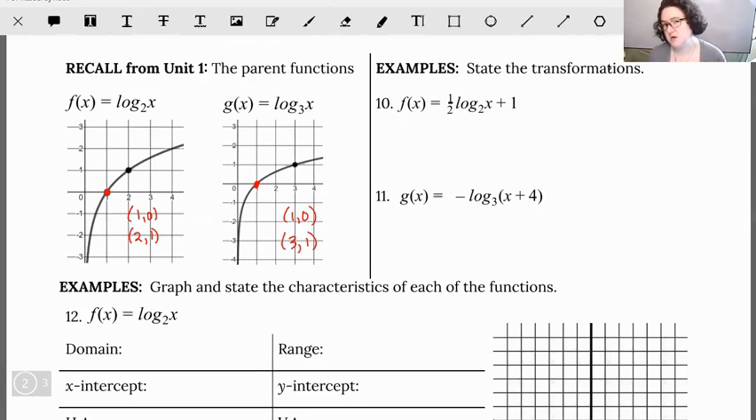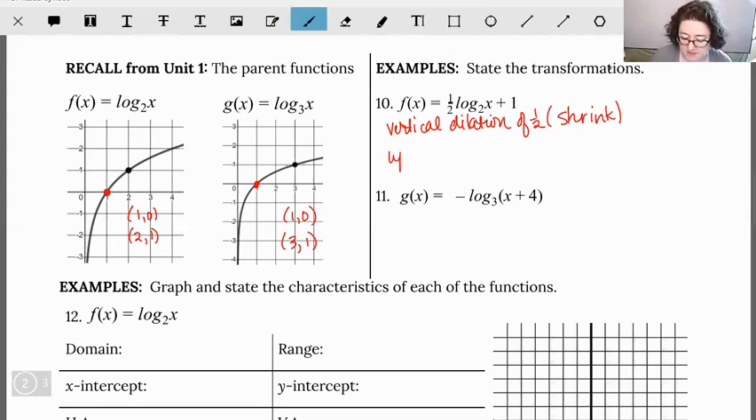Before we do that, let's talk real quick about transformations. All the same rules that we had before apply. So if I have my function 1/2 log base 2 of x plus 1, well, the 1/2 I know is going to do a vertical dilation of 1/2. In other words, that's going to shrink it. So it's going to look a little bit shorter than if you were to compare it to your plain parent graph, log base 2 of x, that first one. We also have a plus 1 on the end. So that means the entire graph moves up 1. So any points that you know about, you would just shift them up 1 unit.